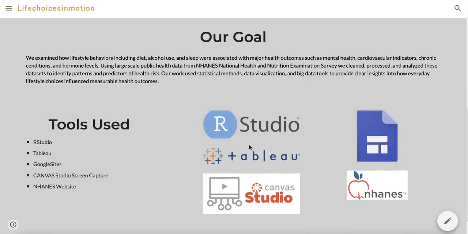Our goal was to examine how different lifestyle factors such as diet, alcohol use, and sleep are associated with major health outcomes. We used an NHANES dataset and several tools such as RStudio, Tableau, Google Sites, and Canvas Studio to run different statistical methods and visualize our data in intriguing ways.